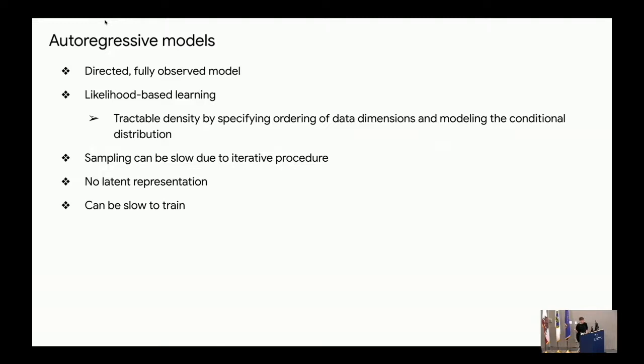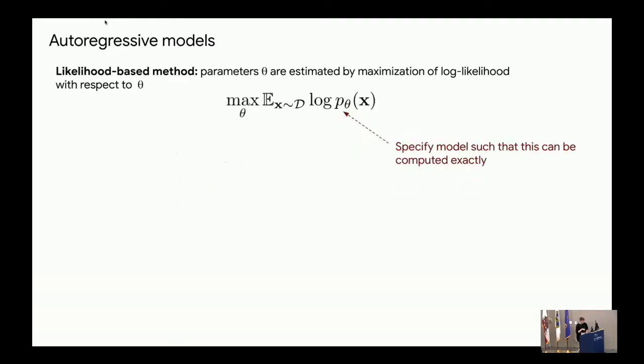Sampling can be slow because it is this iterative process. There's no latent representation, so this comes from the fact that it's a fully observed model. And they can be slow to train sometimes, although there's lots of different efficient implementations. Cool. So as I said, likelihood-based method.